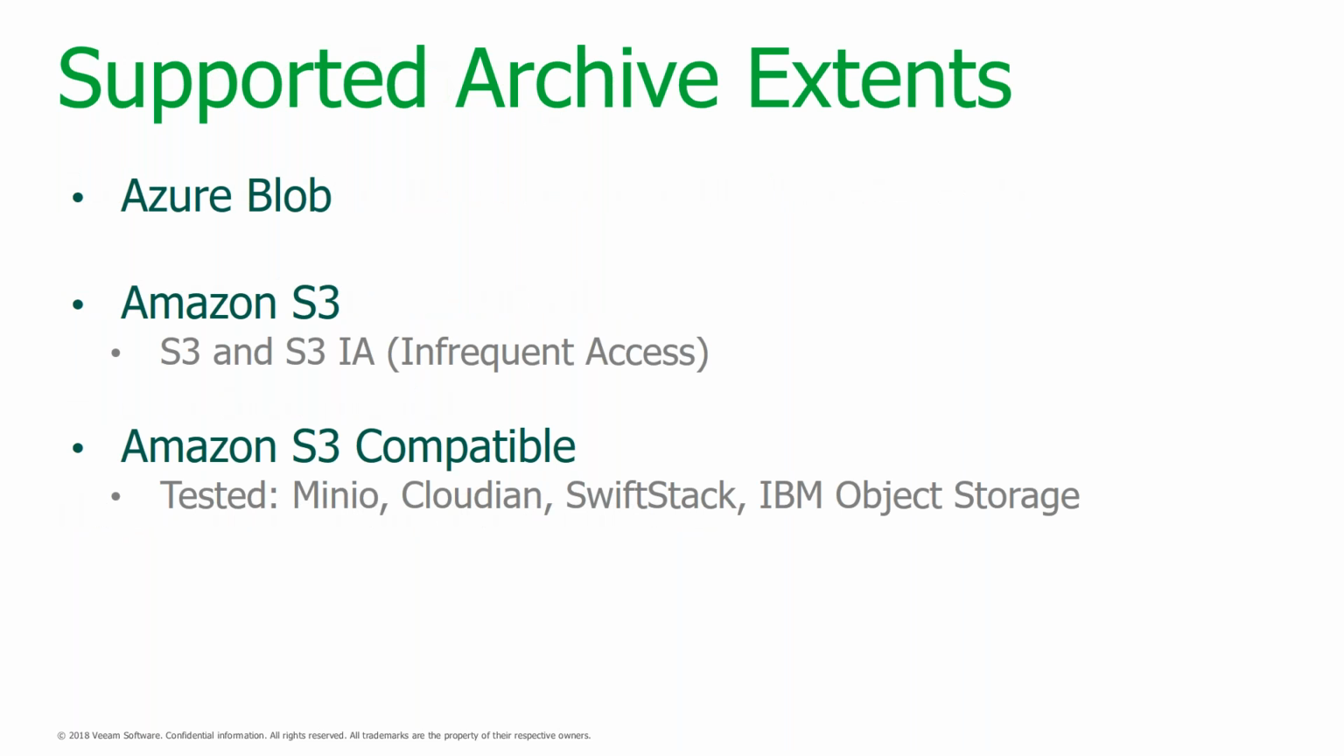And today, the supported archive tier extents, we talked about this just a second ago, are Azure Blob Storage, Amazon S3 and S3 Infrequent Access. And then there are some on-prem S3 compatible solutions that have been tested. And Eric helped me out here, but I believe, basically as long as it's S3 compatible, we should be able to write to it. This is just the list that we've tested as of now, correct?